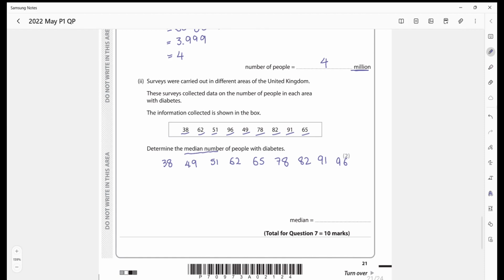So let's look at the number in the middle. There we go. So the median is 65.